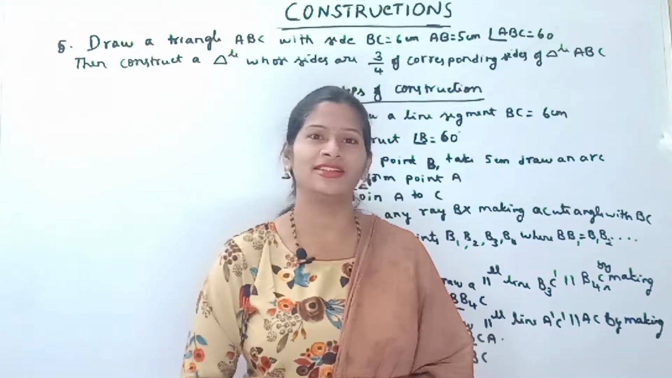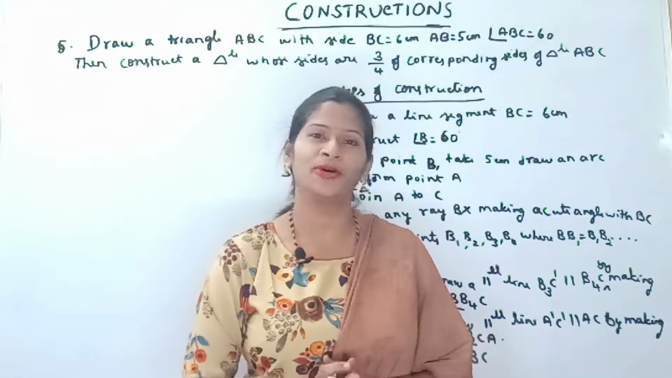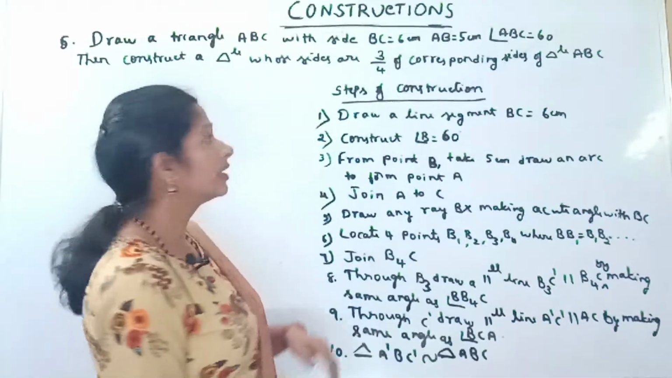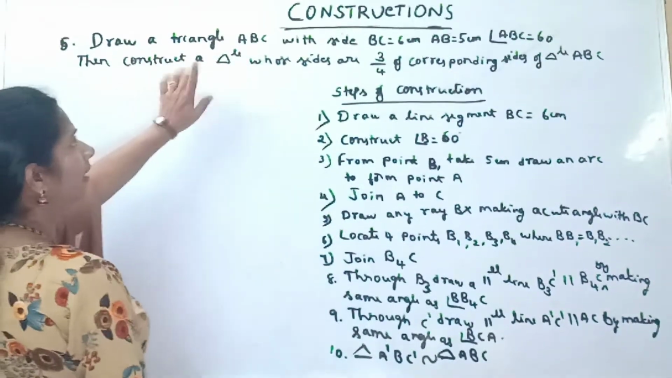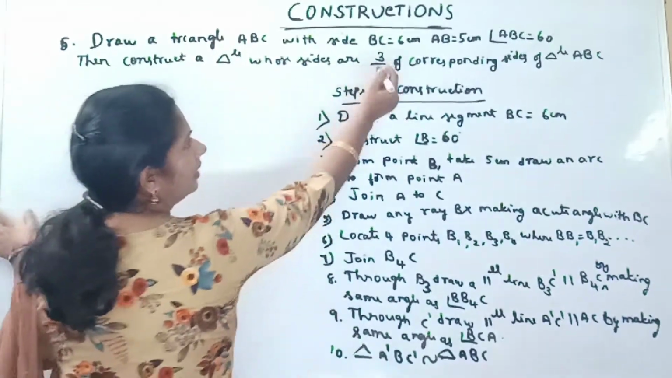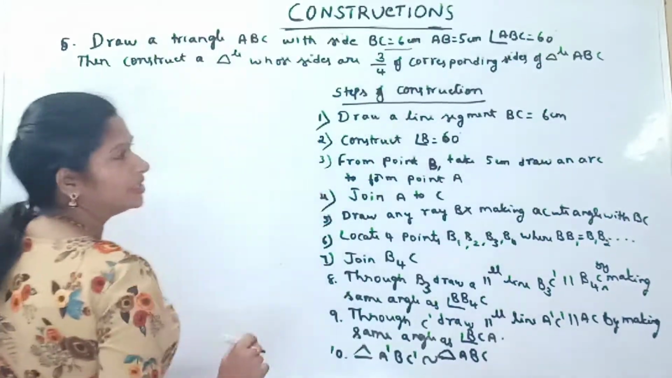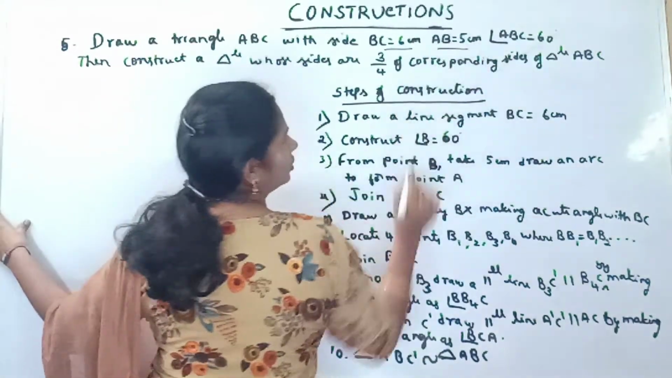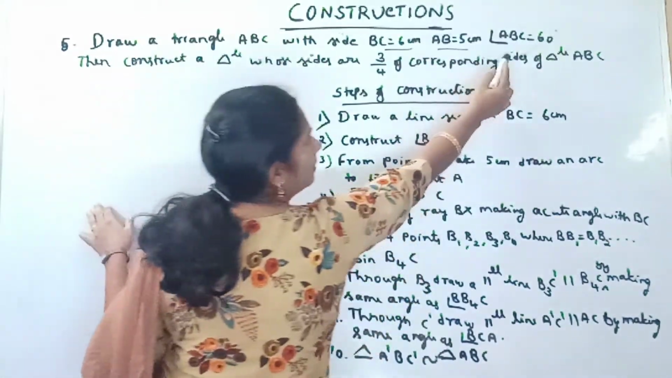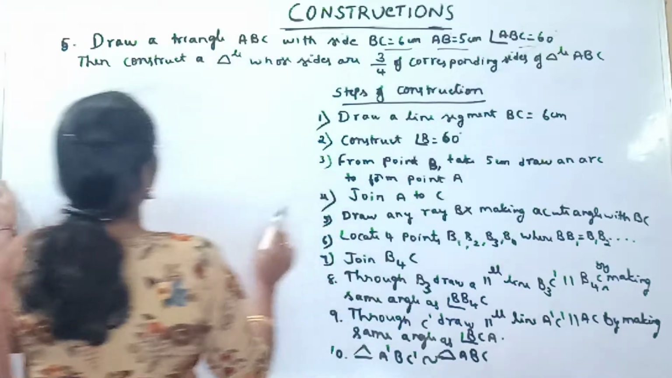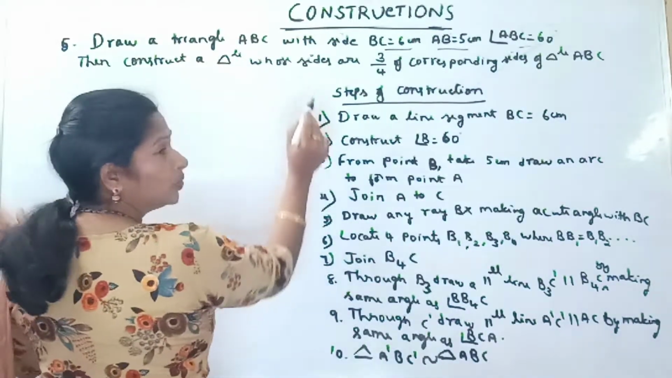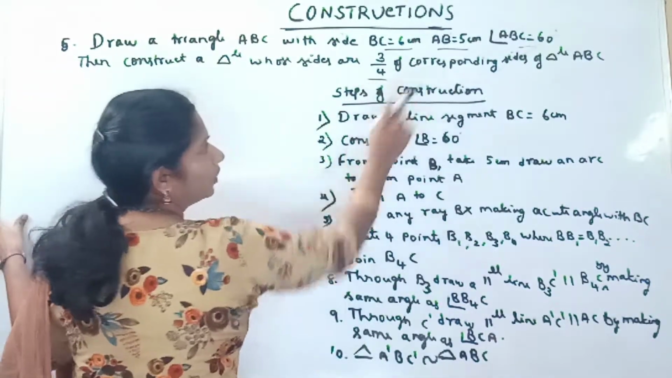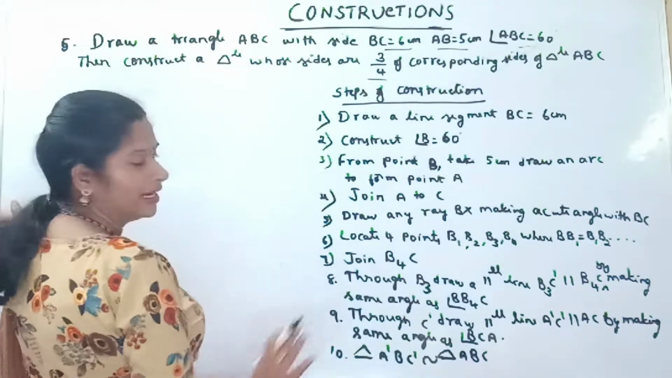Today let us construct the exercise 5th problem of the construction chapter. Coming to the question, draw a triangle ABC with side BC equal to 6 cm, AB equal to 5 cm and angle ABC equal to 60 degrees. Then construct a triangle whose sides are 3/4 of the corresponding sides of the triangle.